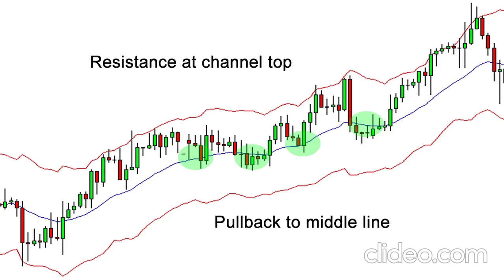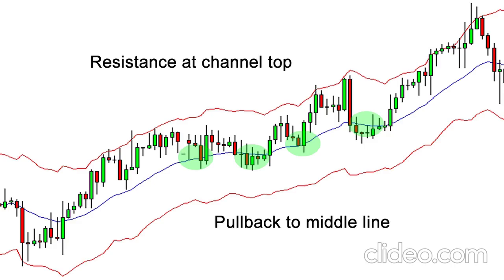Considerations. Lagging indicator. Like other indicators based on past price data, the Keltner channel can lag and may not always accurately predict future price movements, especially in choppy or highly volatile markets.